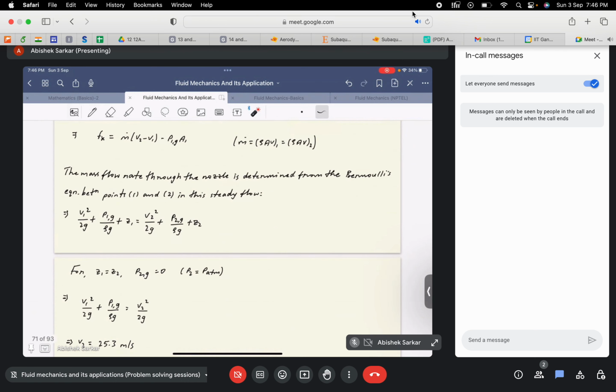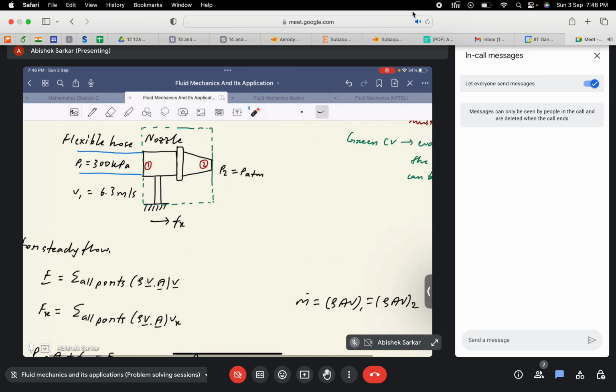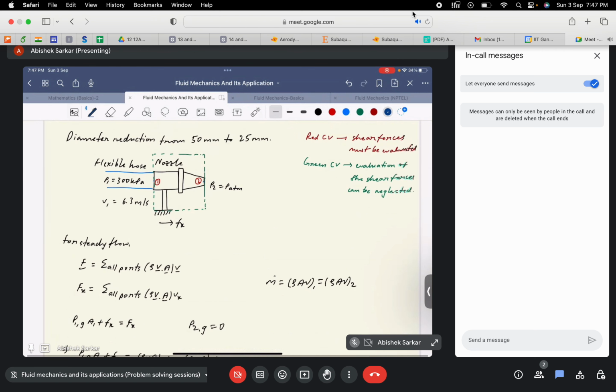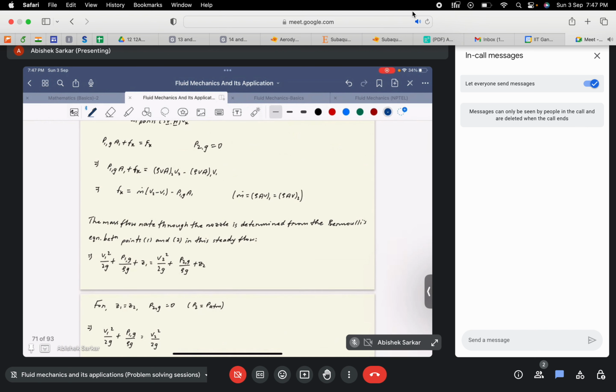Assuming that the point we have selected, let me zoom in a bit, is far away from the boundaries of the pipe or the nozzle, we can assume that at least at that point the influence of the shear stresses because of the walls of the pipe would be negligibly small. So the first assumption is that the shear stresses on the fluid because of the walls are negligibly small, and the flow is steady. If we assume point 1 and point 2 to be on a streamline, we can apply Bernoulli's equation now.